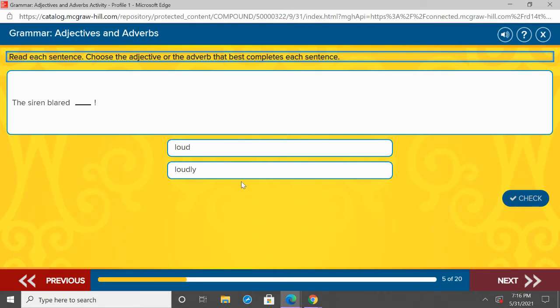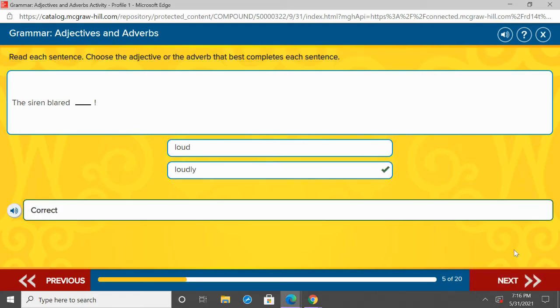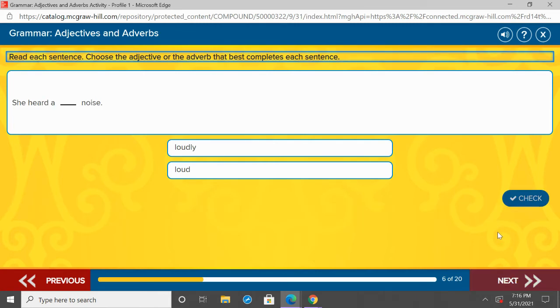It blared loudly. Good job. All right, this next one. She heard a blank noise. She heard a loud noise or she heard a loudly noise. I want you guys to answer a couple questions for me on this one. Are we describing a noun or what are we describing? I want you to yell out what we're describing. Let me hear it. Yeah, so we're describing the noise.